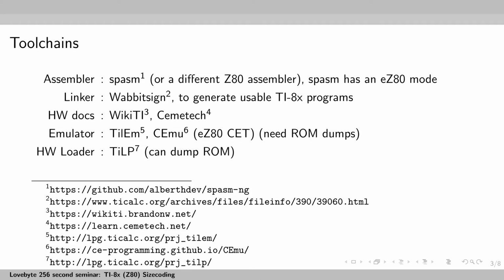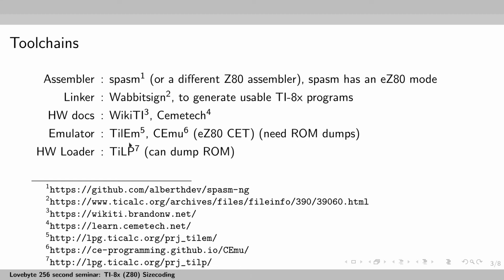For toolchains, there's the SPASM assembler, although there are many other Z80 assemblers out there you could use. But the nice thing with SPASM is that it has an eZ80 mode, and you can also emit TI-8x programs. Although some of them need some extra stuff, so for that you need to use WabbitSign. For hardware documentation, there's two wiki websites called WikiTI and Cemetech.